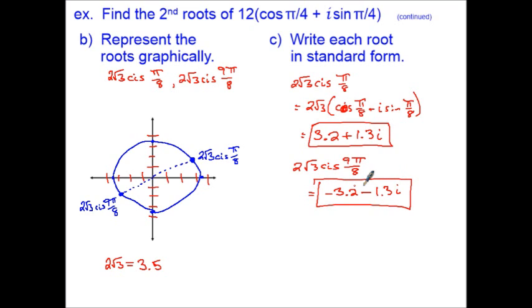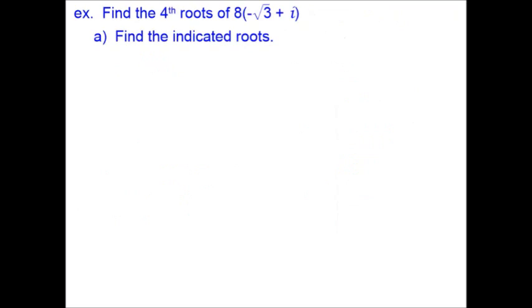So there's one with a second root, not too bad. Let's do one that's a little bit worse. Let's try to find the fourth roots of 8 parentheses negative root 3 plus I.